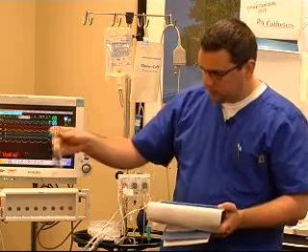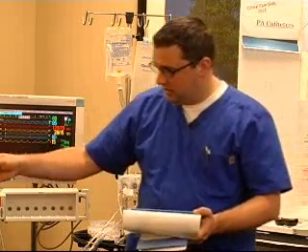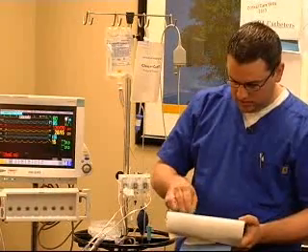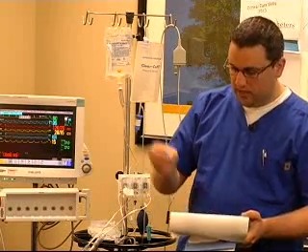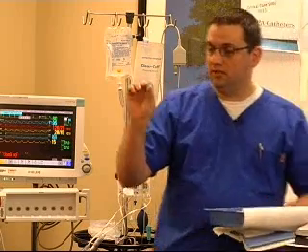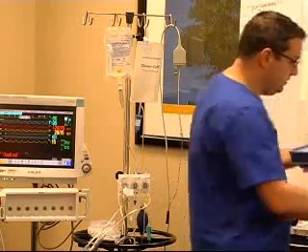Okay, I'm going to pass this around so you can see how that can get kinked. Making sure that that's sticking straight up is important. This comes in a little plastic package. I've lost that on this one, but this is the obturator cap I was talking about, the little blue cap.